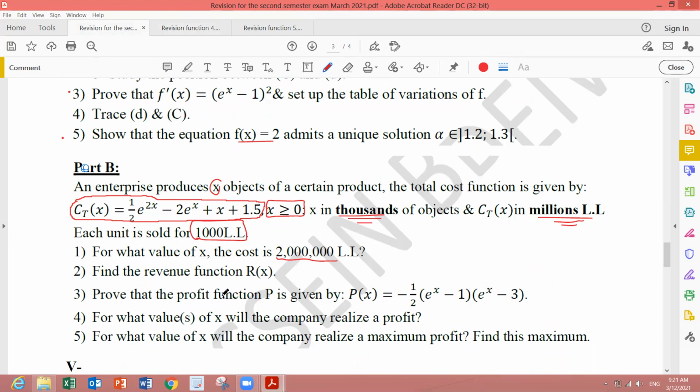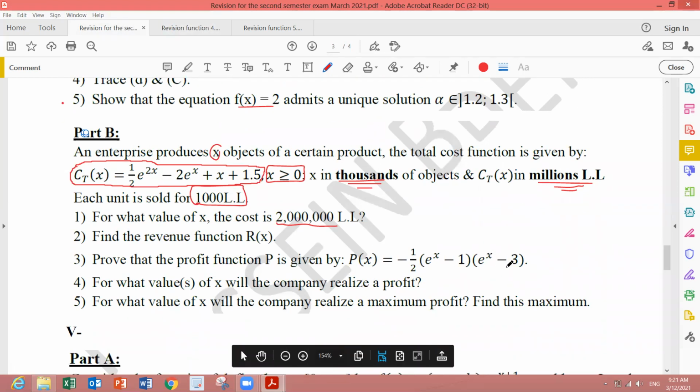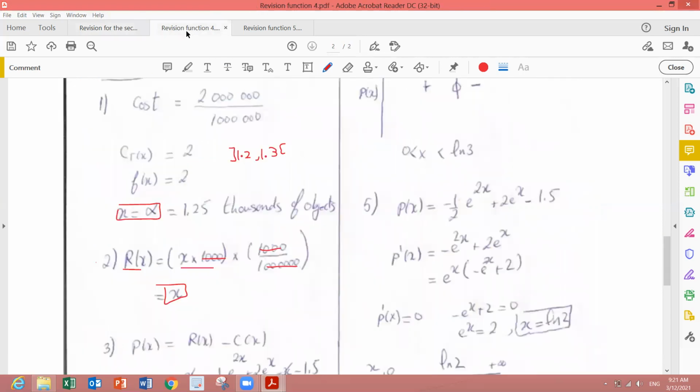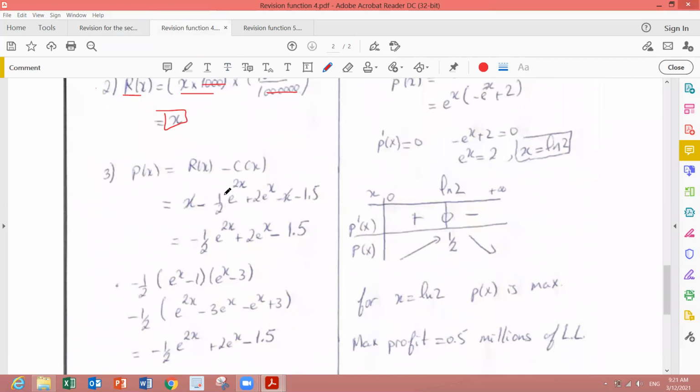Prove that the profit function is given by this one. You know that the profit equals Rx minus Cx. Rx is x, minus Cx, this is minus half e power 2x plus 2e to the x minus x minus 1.5. x minus x, 0 remains: minus half e power 2x plus 2e to the x minus 1.5.